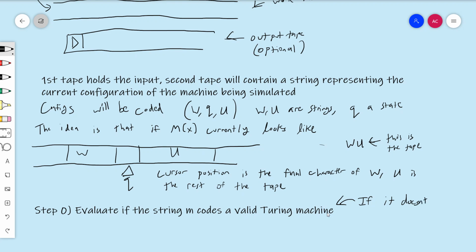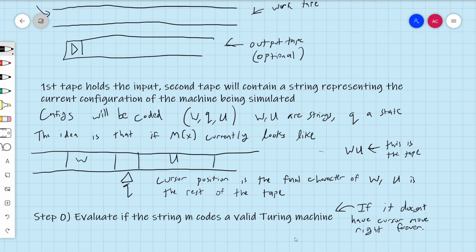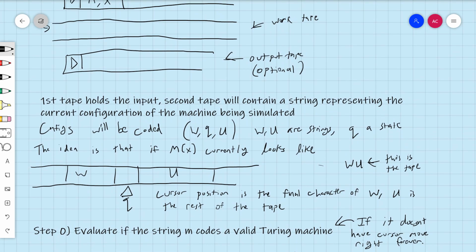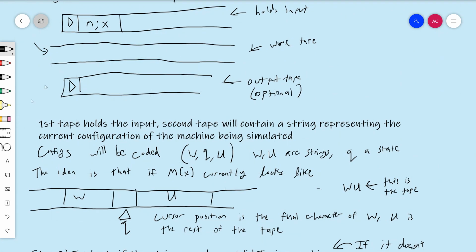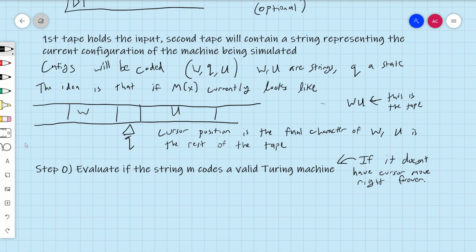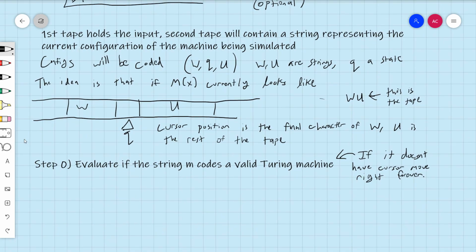it doesn't really matter what we do if it doesn't. Just have the cursor move right forever, let's say. It doesn't really matter what happens if the string doesn't code a valid Turing machine. We just need to check so that things don't go wrong. So it's going to be assumed that this does code a valid Turing machine, and if it doesn't, we'll just check that immediately and then have the machine never halt, or do something dumb. So that is technically step 0.